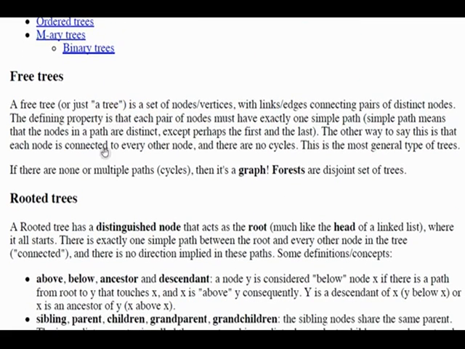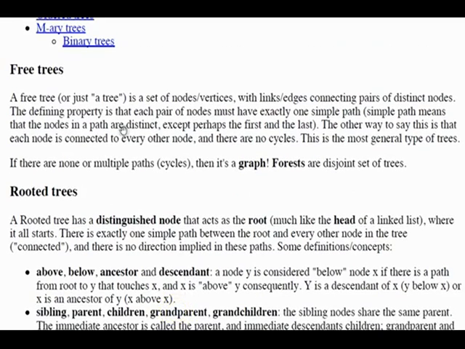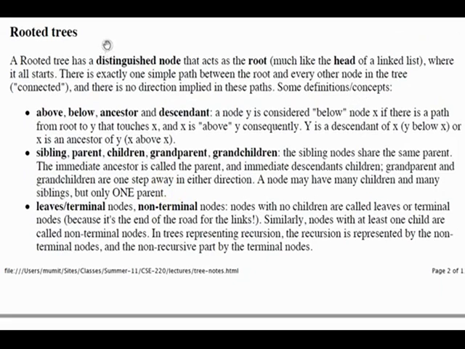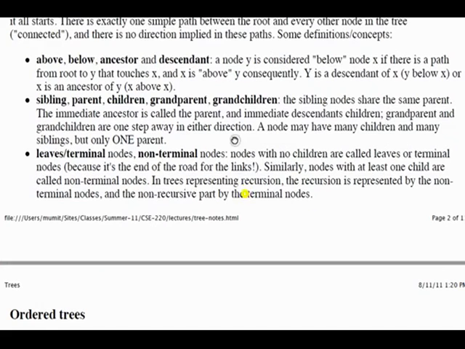Then you have ordered trees, which have a specific order, and then married trees. We'll talk about this. So like I mentioned, it could be an ancestor, descendants, and sibling, parent, grandparent, grandchildren.